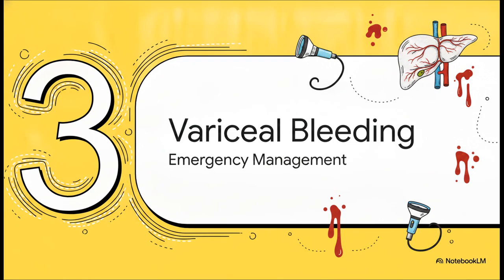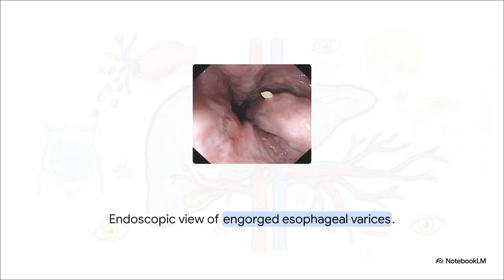Which brings us to Section 3. Managing variceal bleeding, a life-threatening emergency. Next up is the absolute highest stakes complication you'll be tested on. Because of that intense vascular resistance we just talked about, the body desperately tries to find detour routes. It shunts portal blood into the systemic circulation. And the terrifying result is what you're seeing right here, engorged esophageal varices viewed during an endoscopy.